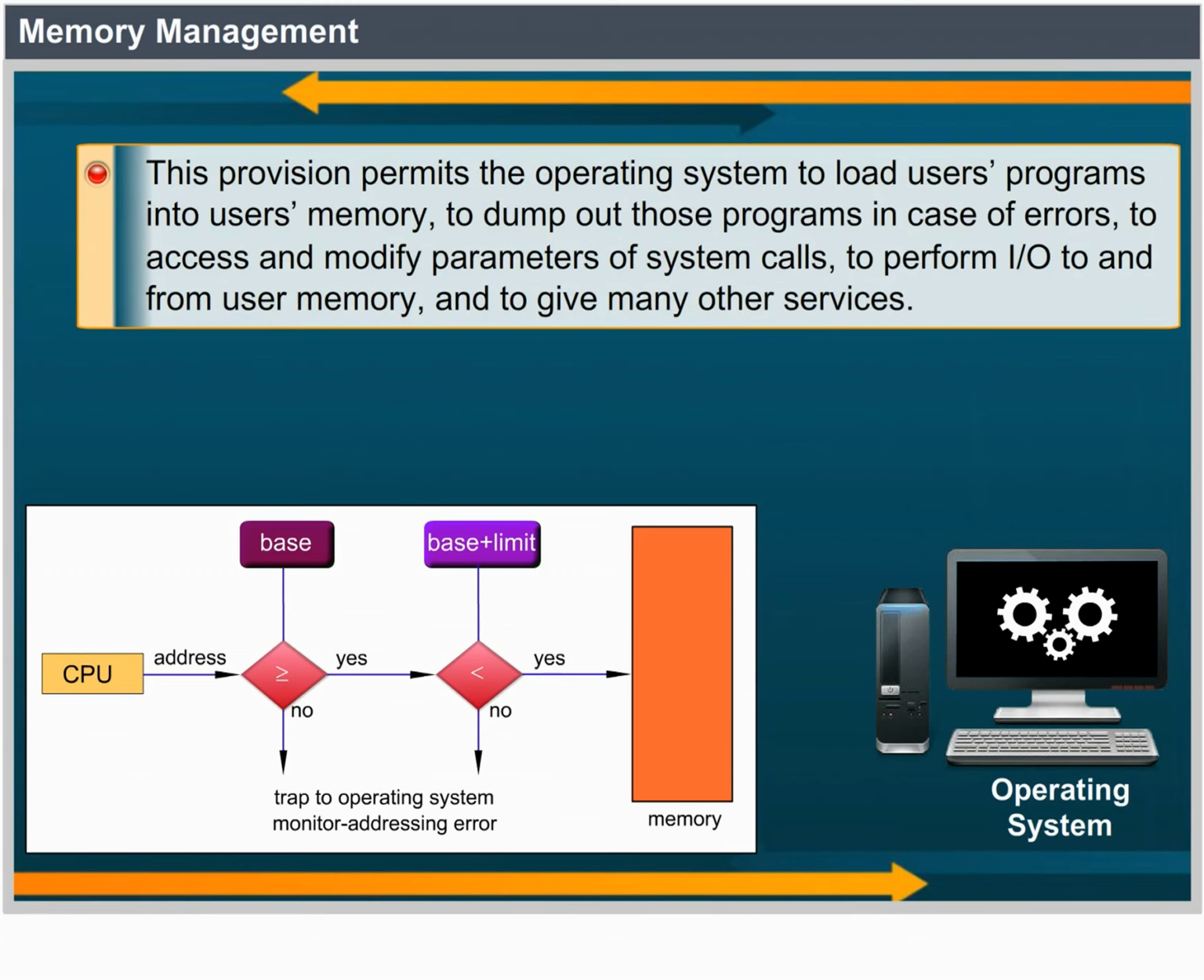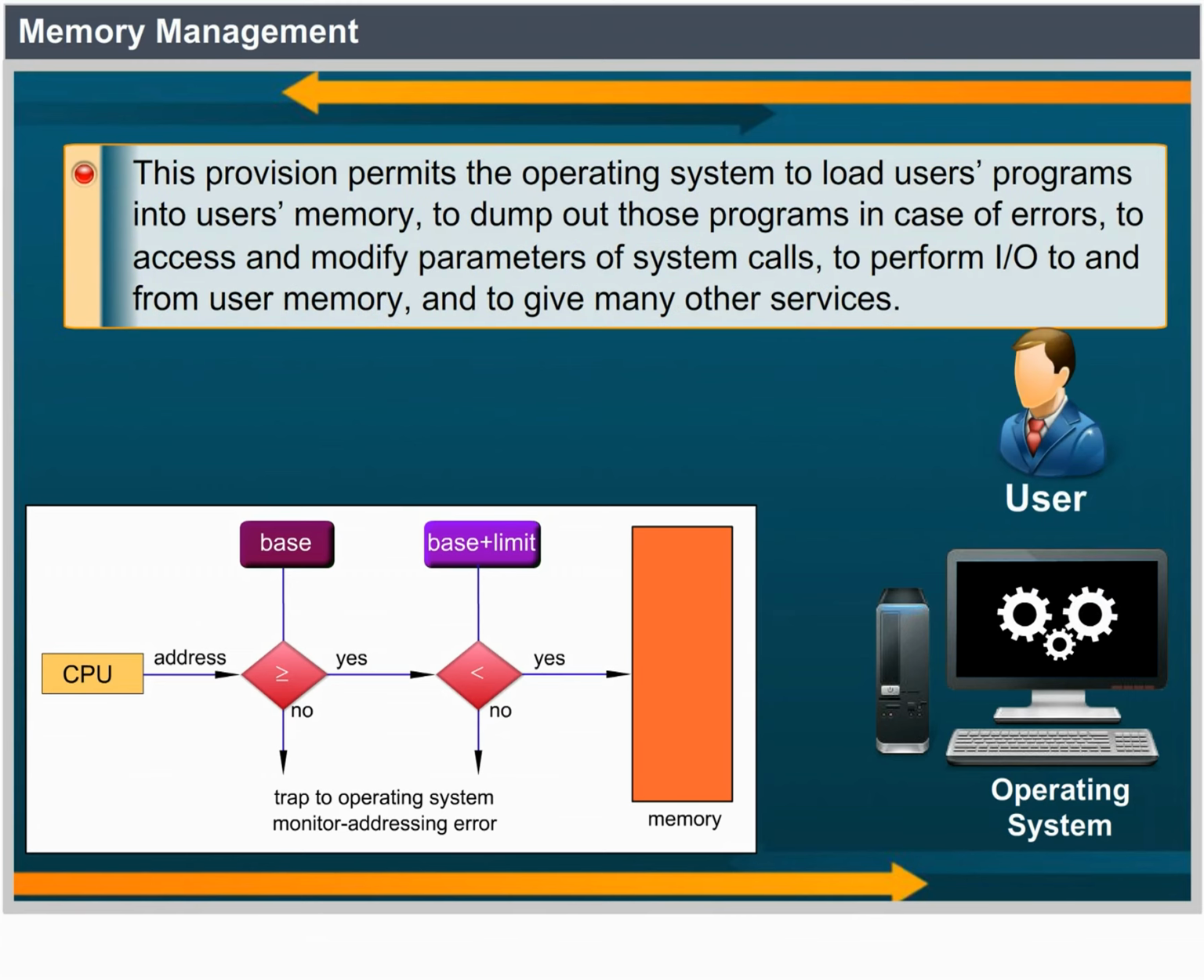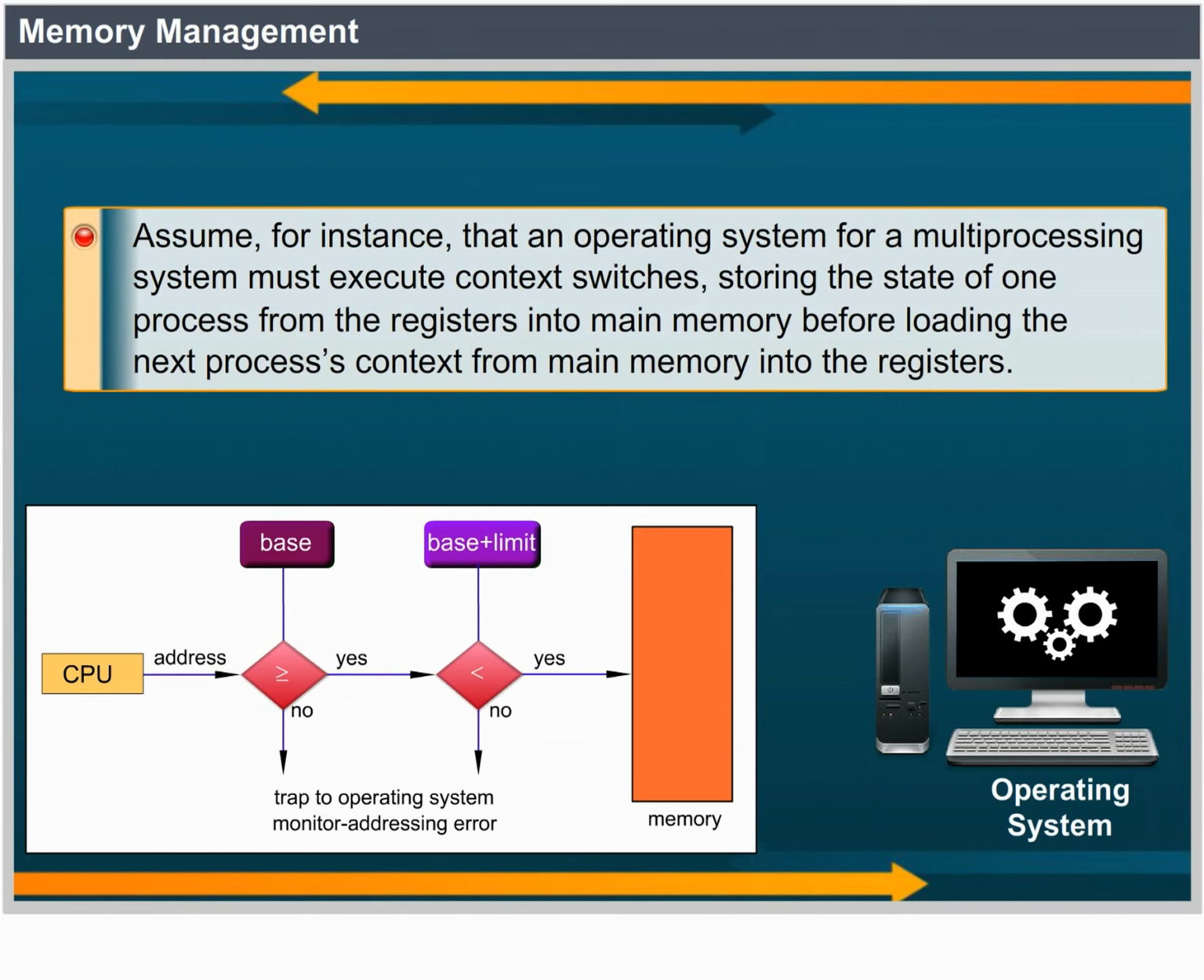The operating system executing in kernel mode is given unrestricted access to both operating system memory and users' memory. This provision allows the operating system to load users' programs into users' memory, to dump out those programs in case of errors, to access and modify parameters of system calls, to perform input-output to and from user memory, and to provide many other services. Consider, for example, that an operating system for a multiprocessing system must execute context switches, storing the state of one process from the registers into main memory before loading the next process's context from main memory into the registers.